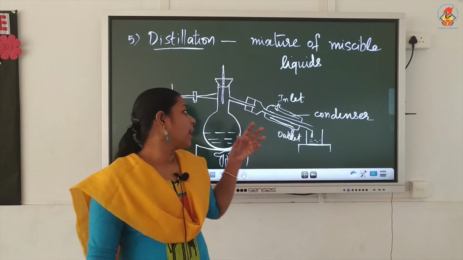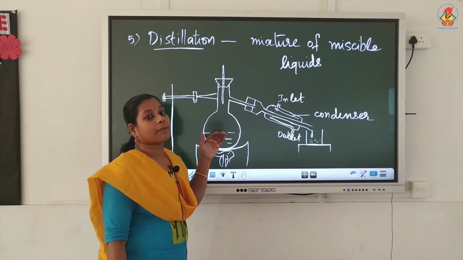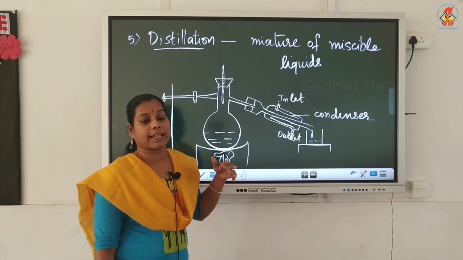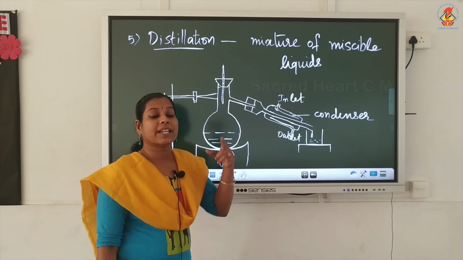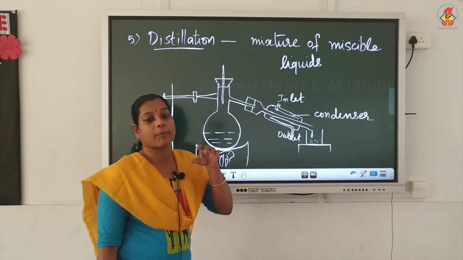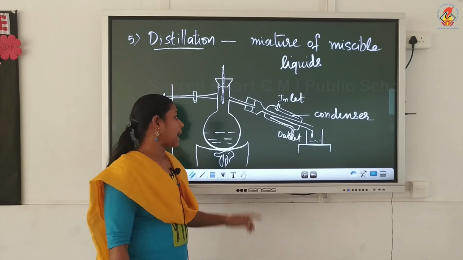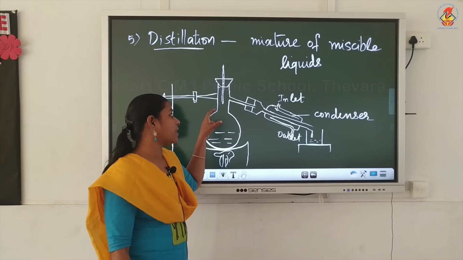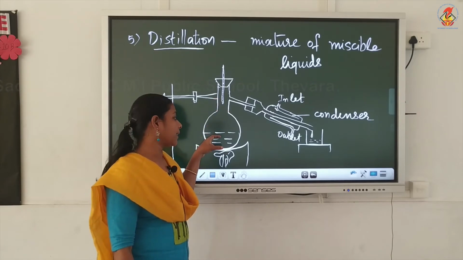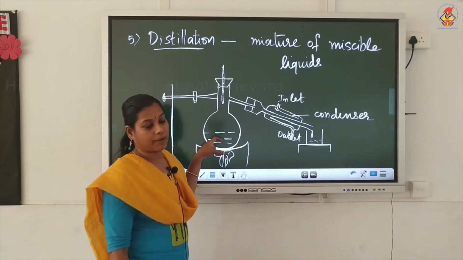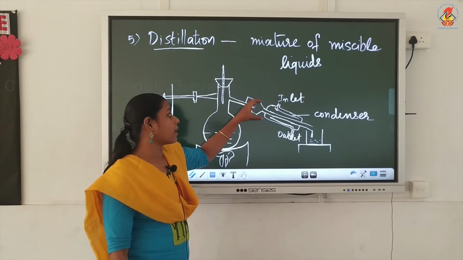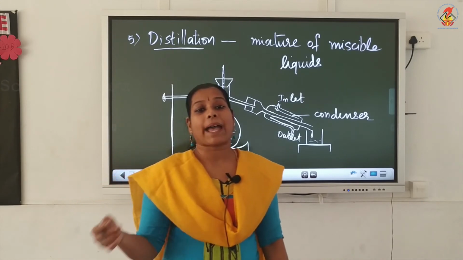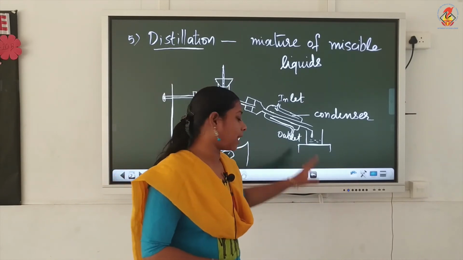So if the mixture contains two miscible liquids, depending upon their boiling points we are separating them, and one condition is that they should have a difference in boiling point of 25 Kelvin. At that time, the component which has the lower boiling point will boil first and go into vapor, leaving the other component in the round bottom flask, and the vapors, on passing through the condenser, will condense back into liquid form and we can collect it there.